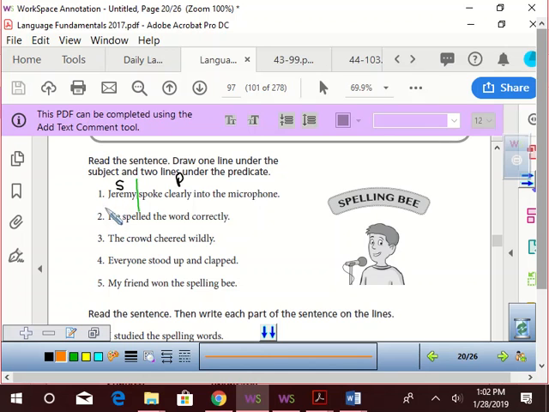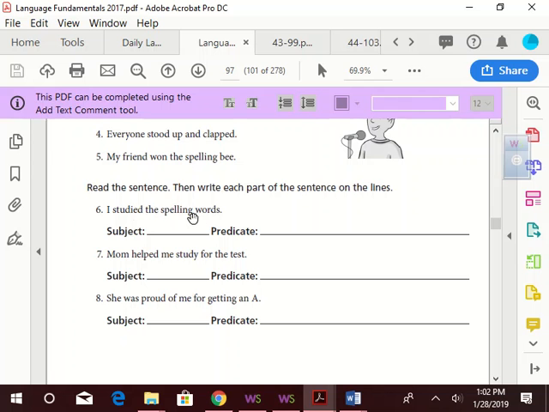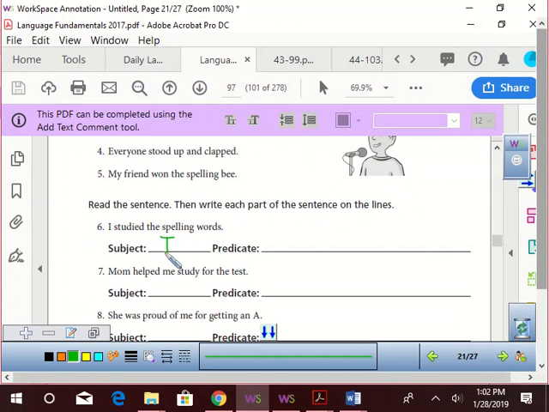Simple subject. Yeah, go ahead. No, simple subject. Oh, Jeremy, yeah, simple subject. And then what's the simple predicate? Spoke. Simple predicate. All right, that's how you're breaking it down tonight. Everybody understand? Yes. Then on this one it says, I studied spelling words. So they want you to write the subject. Well, we know the subject is I. And then you would do studied the spelling words over here, okay? You guys understand that?